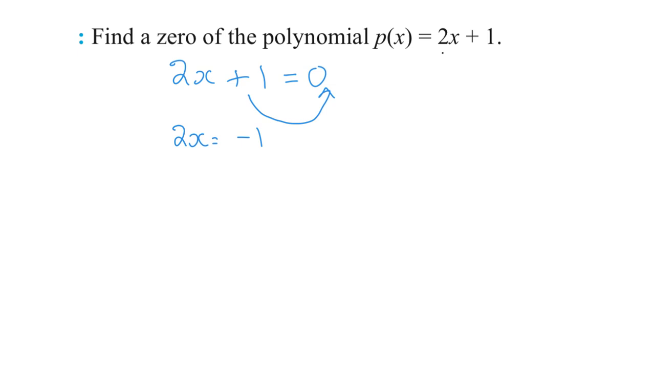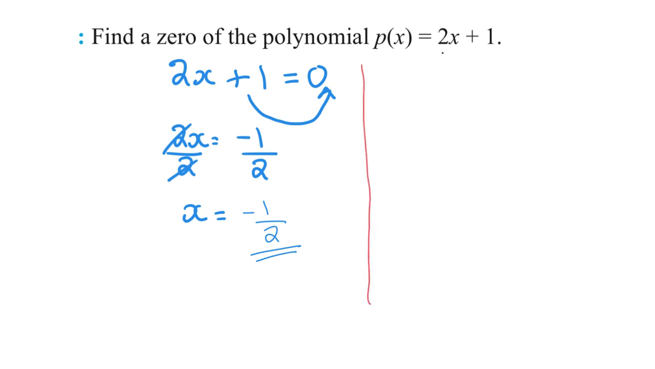Then what do I do? I want only x. So divide by 2 on both sides to remove the 2. So x is equal to -half. So when x is -half, -1/2, the value of this polynomial will become 0. Do you want to check?